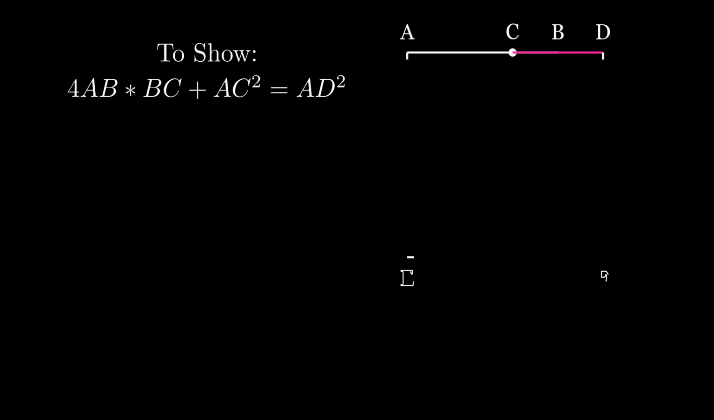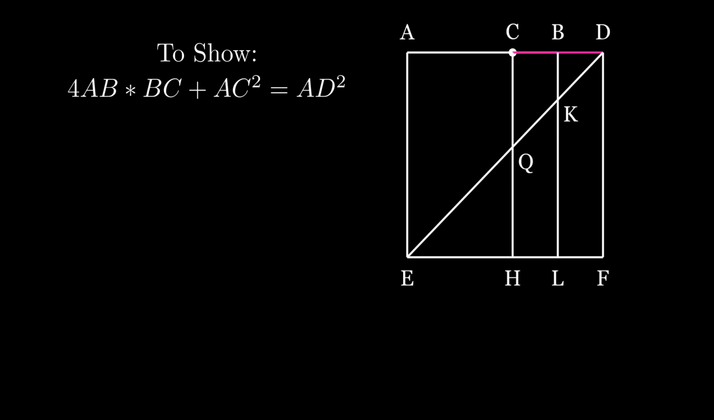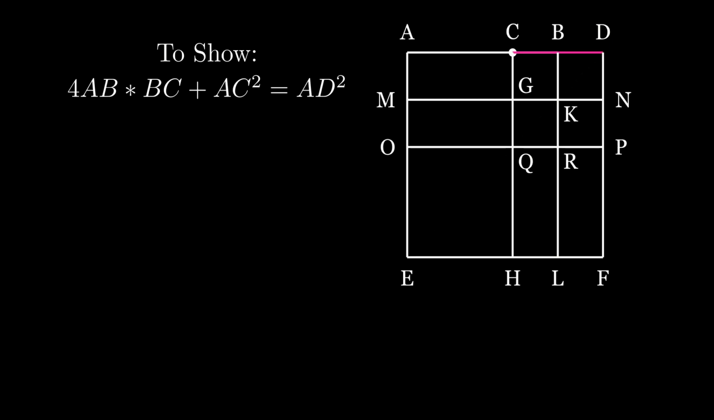We will do this by drawing a square, AEFD. We can connect ED, and then, in the usual way, from C and B, we draw lines CH and BL parallel to DF, and through K and Q, we draw MN and OP parallel to AD. The first thing we need to show is that these 4 squares are equal.